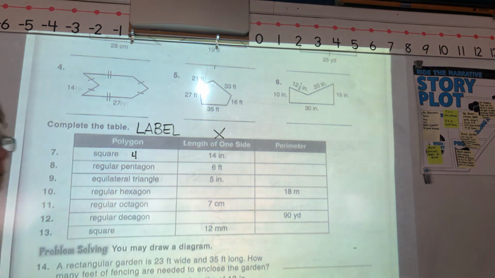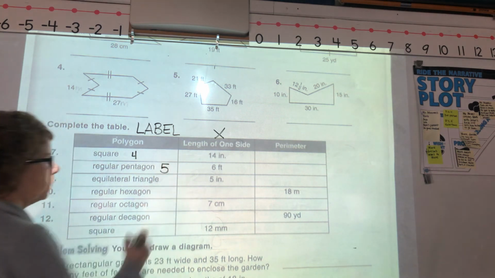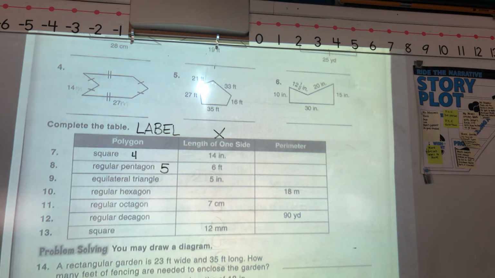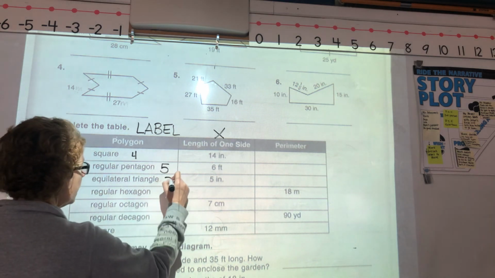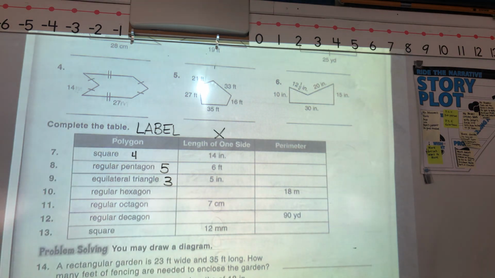I'll even write that up here in capital letters so you guys don't forget that. Label. All right. Now, if I take a look at the next one, pentagon. Pentagon has 5 sides. I'm going to write that there. I'm going to help you out with these. Pentagon, 5 sides. Again, I'm going to multiply because I have the length. Triangle. We know it has 3 sides. Again, I'm going to multiply here because I have the length. But what I notice on number 10 on the hexagon, it's a perimeter. Now I have the perimeter.